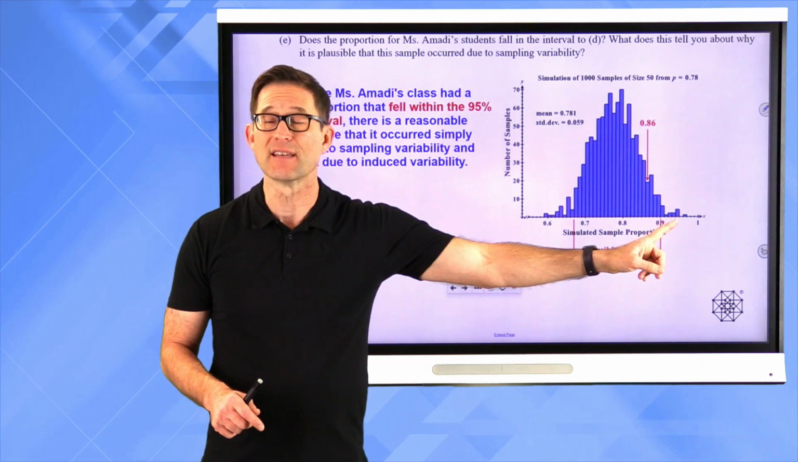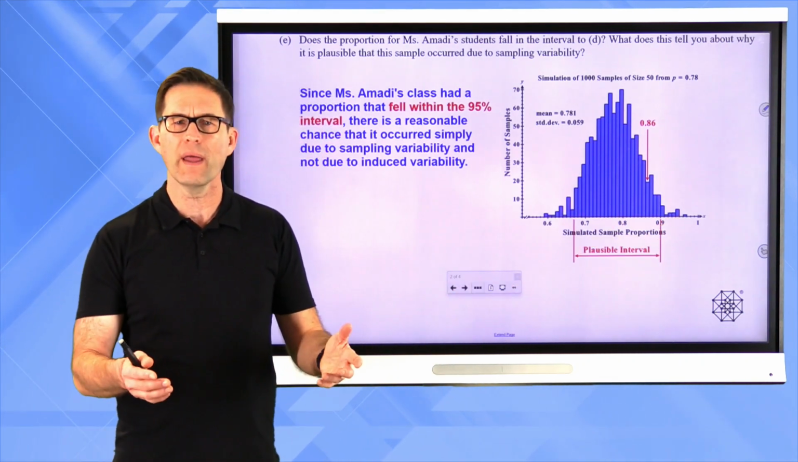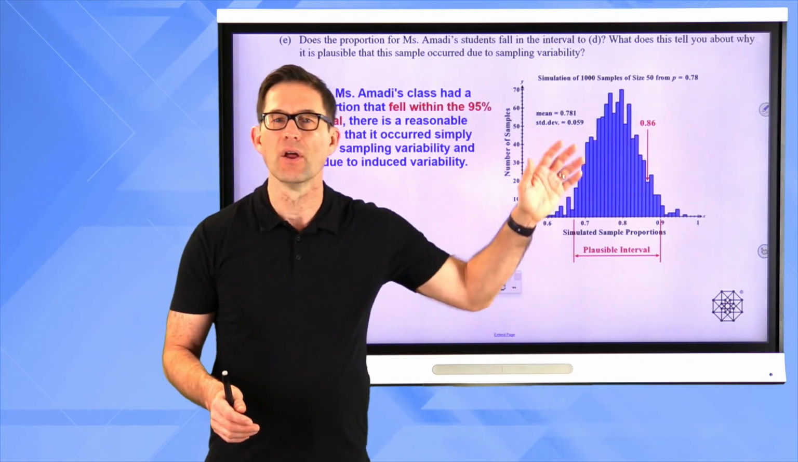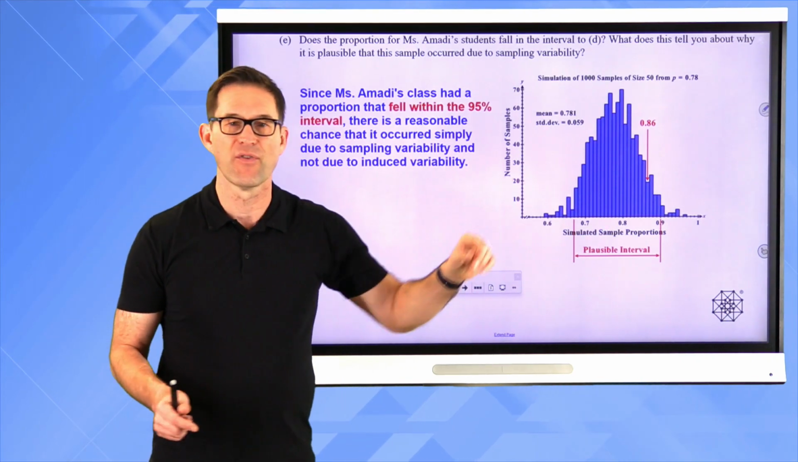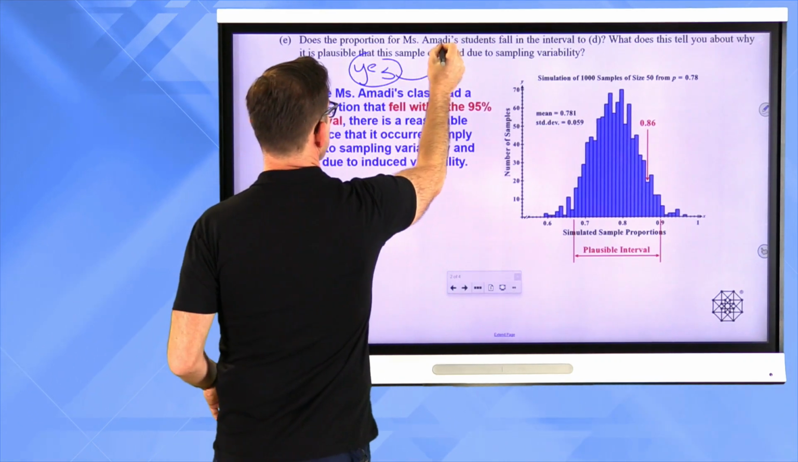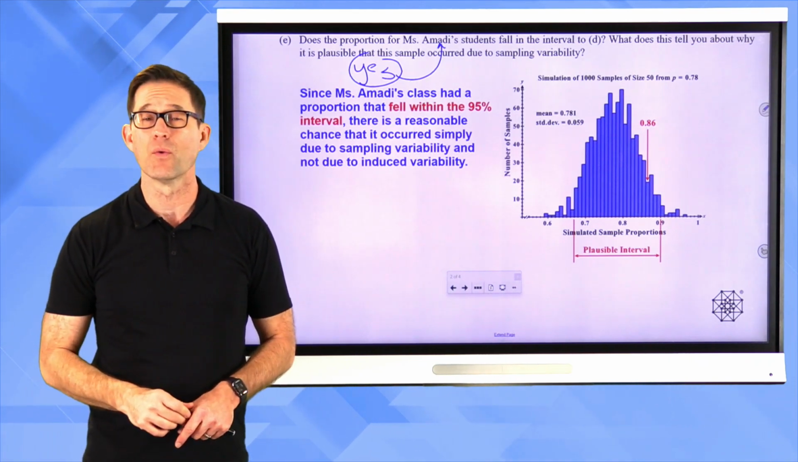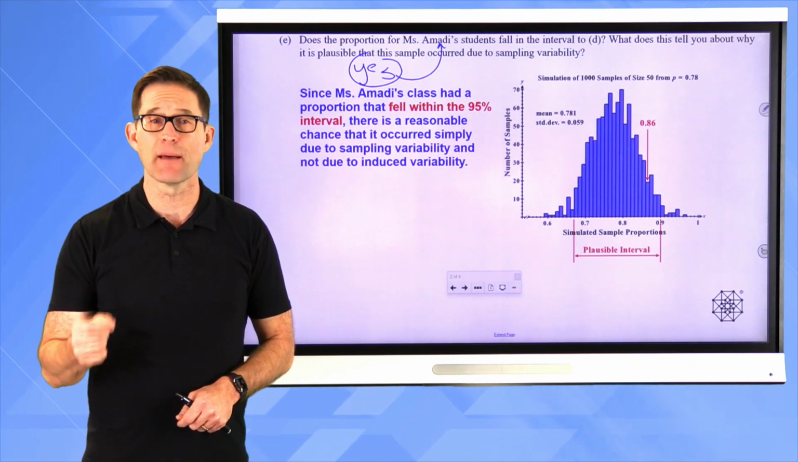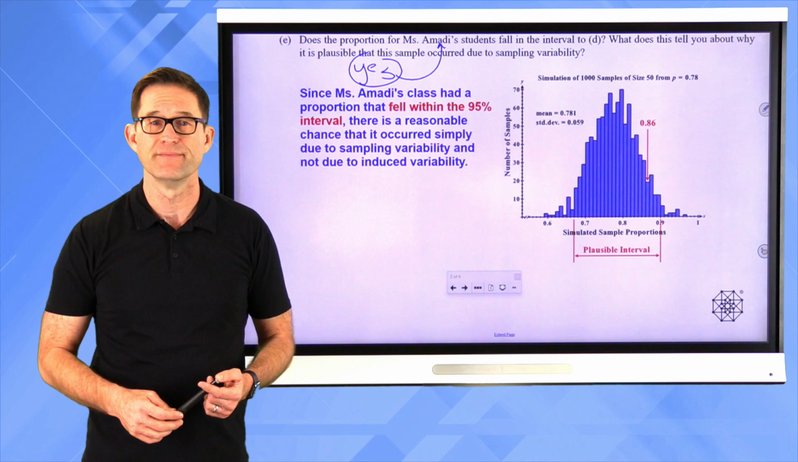Had she had, let's say, 95% of her students having brown eyes, then we would say, oh, wait a second. That isn't likely to have happened by chance alone, by sampling variability alone. But since it certainly does fall within that interval, and let me put yes down here since that really answers the first part of the question, we can say, hey, it could have just happened due to sampling variability, and therefore there's really nothing unusual about that proportion.